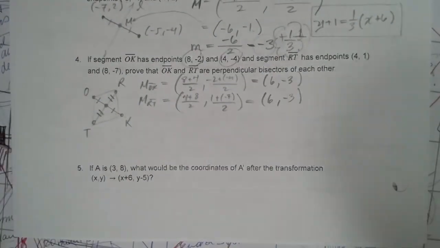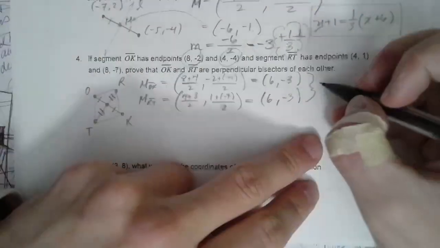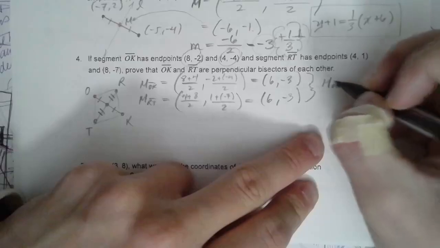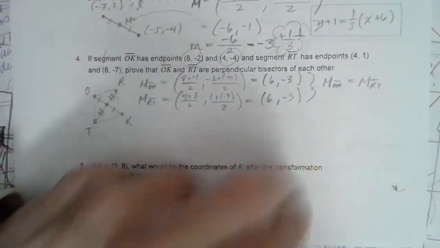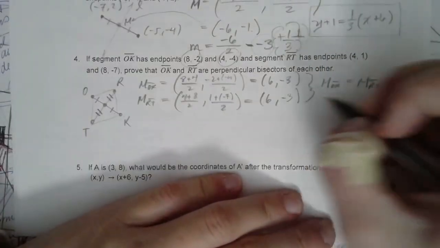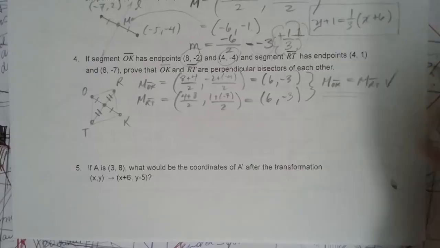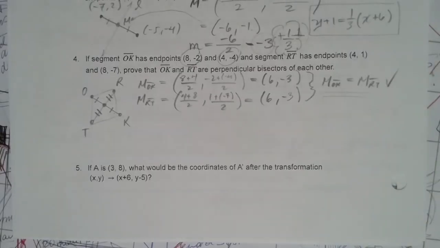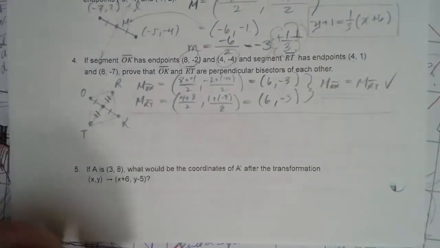So you could say from this math we just showed, this means that the midpoint of OK is the same as the midpoint of RT. And consequently, they must intersect at that point. So this shows that they bisect each other. That part is done. Now I'm going to show that they are actually perpendicular.